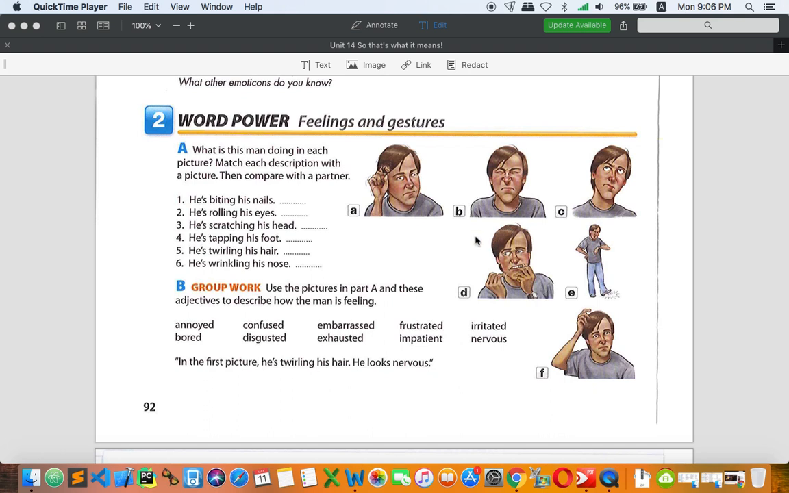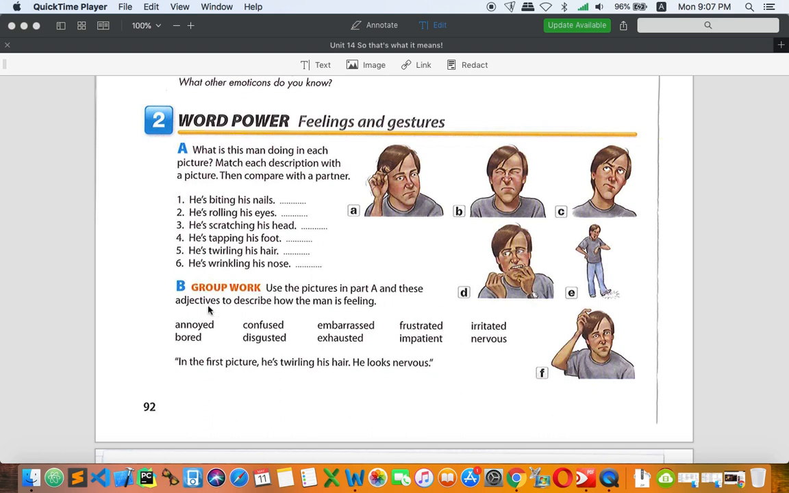As you can see, the first example, he's biting his nails. So you can point to picture D, right? And after you match this, I want you to do A and B together, everybody. Let's think about how he feels. So how does someone feel when he or she is biting his or her fingernails like that? In this example, sorry, this one is the first picture. He's twirling his hair. That is picture A. He looks nervous. That's why he twirls his hair like this. What about picture D, which is number one right here? So maybe he's nervous, right?